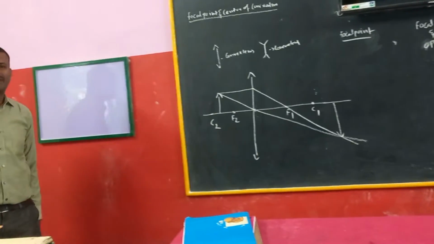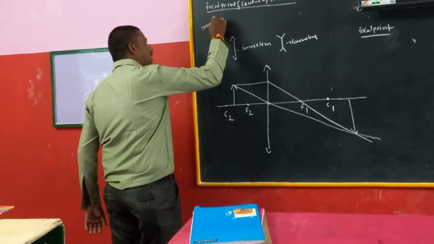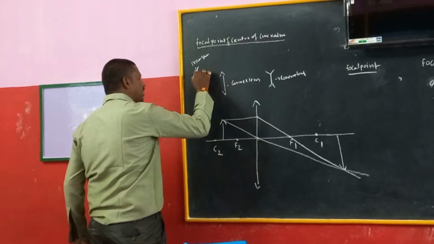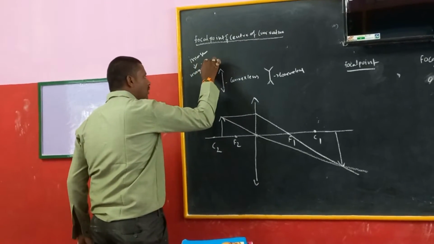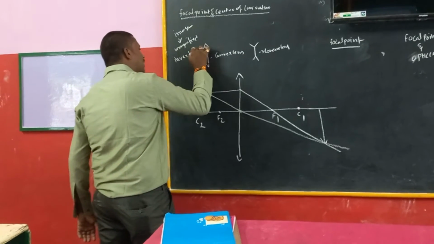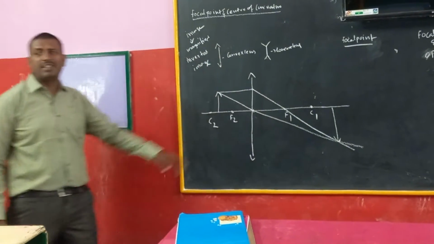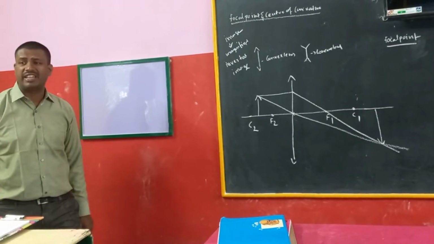What are the points that we can conclude: the image size is bigger than the object size, so the image is treated as a magnified image, and it is an inverted image. I already told you very clearly, if the object is on one side and the image is on the other side, then the image is treated as a real image.